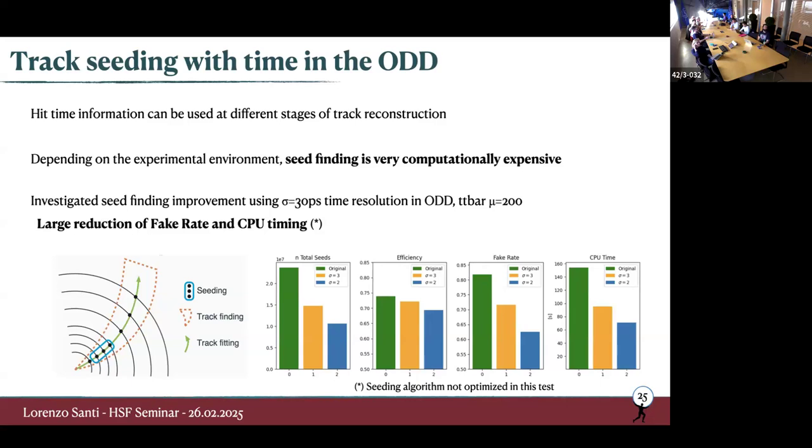So how can we use time? This can be studied on the open data detector to provide, as I said, an independent study on this. Hit time information can be used at different stages. In particular, here I want to show a usage in a study that we had on the seeding. We know that seeding is very computationally expensive. And here you can see that using the track time on the ODD on a ttbar sample with pileup about 200, we can improve a lot the fake rate and the CPU timing, as you can see from these two plots.